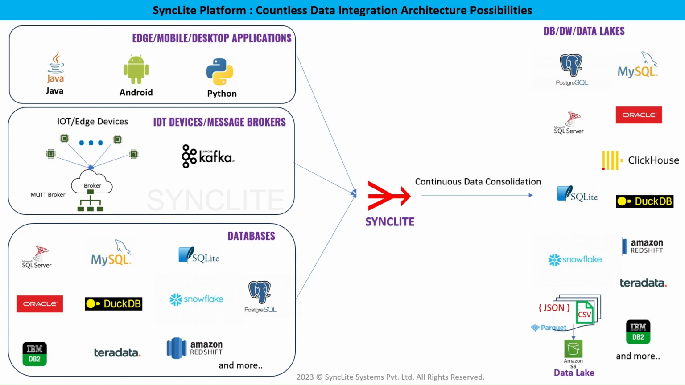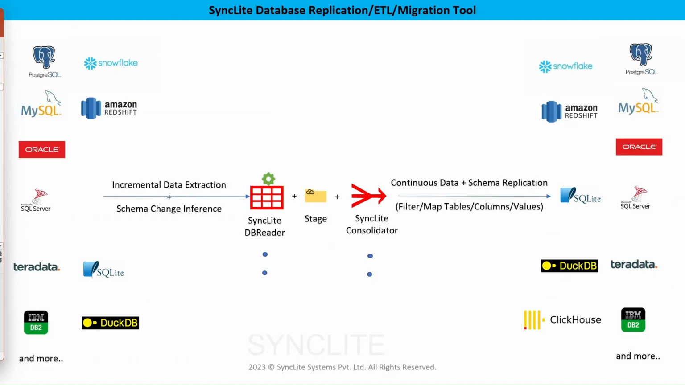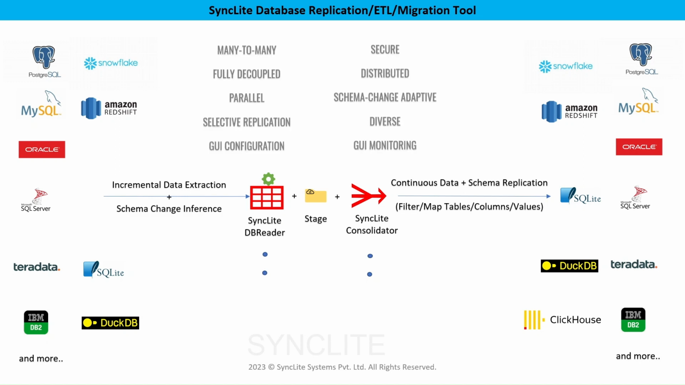data lakes. SyncLite continues to introduce new data integration options, expanding our range to offer over 150 data pipeline options and countless data integration architecture possibilities. SyncLite's data replication and migration solution with a decoupled reader and writer architecture for independent functionality seamlessly adapts to impedance mismatch, orchestrates many-to-many pipelines, and ensures secure data delivery.